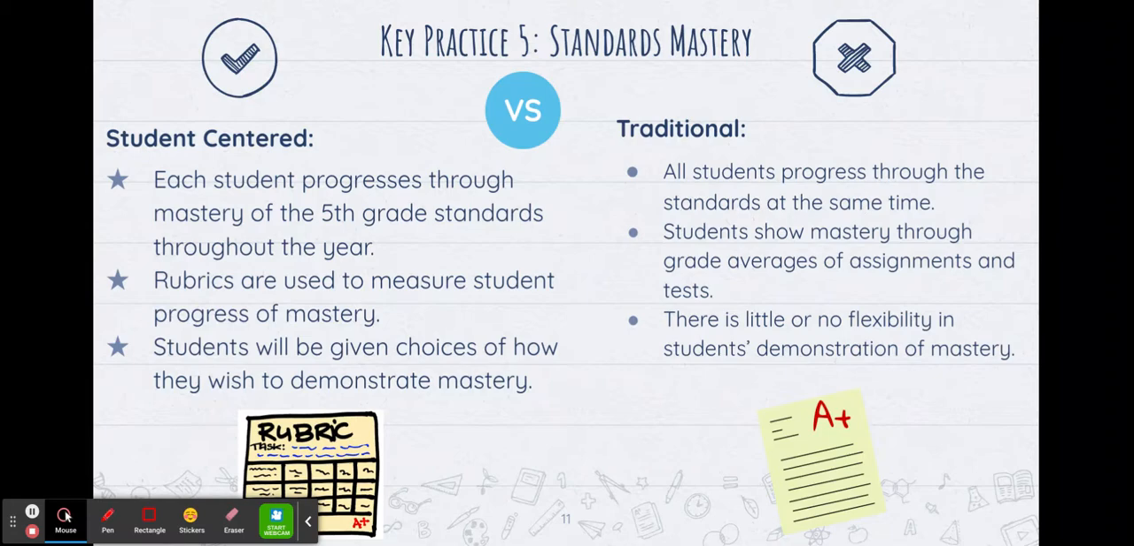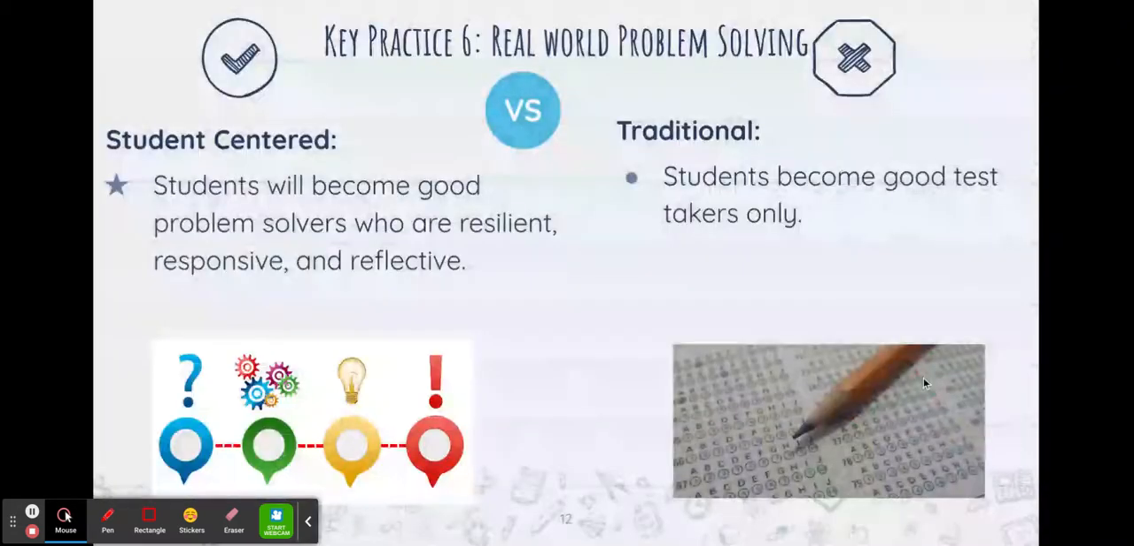In a traditional class, of course, everybody progresses at the same time. Their grade averages are what's used to show demonstration of the mastery of the standards, and there's hardly any flexibility in how that is done. So we want to amp up the flexibility so that the students' needs are being met.